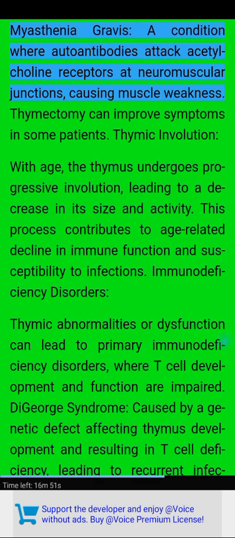Myasthenia gravis is a condition where autoantibodies attack acetylcholine receptors at neuromuscular junctions, causing muscle weakness. Thymectomy can improve symptoms in some patients. Thymic involution. With age, the thymus undergoes progressive involution, leading to a decrease in its size and activity. This process contributes to age-related decline in immune function and susceptibility to infections.